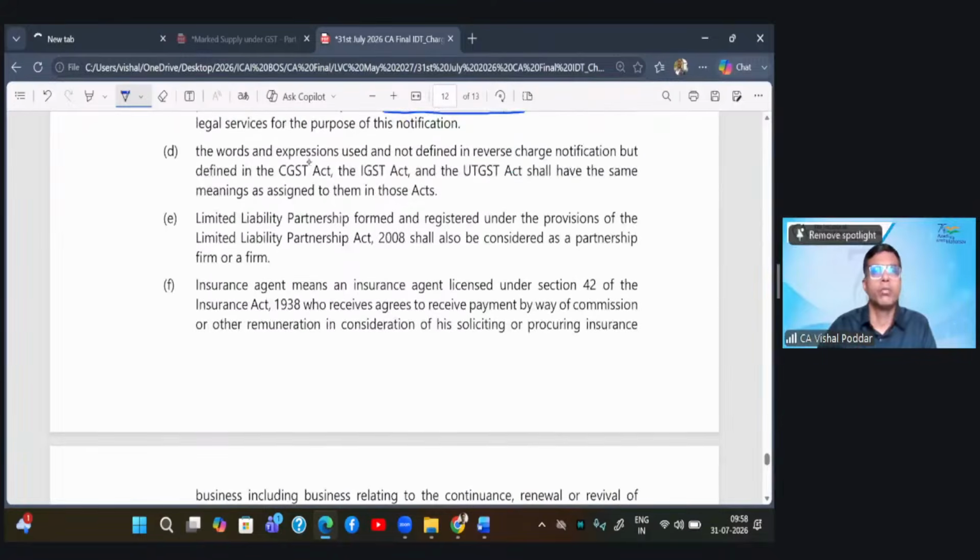Next, words and expressions which are not defined here but which are covered in the Act, you will take the definition from there. This is a very simple explanation because we have not defined every word here. Supplier, recipient, supply, everything is not defined. Why? Because you already have these definitions in the respective Act. So take the definition from the respective Act.